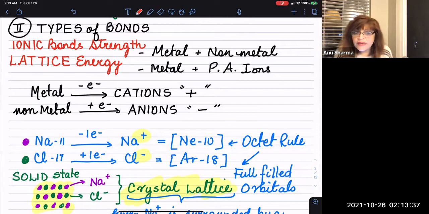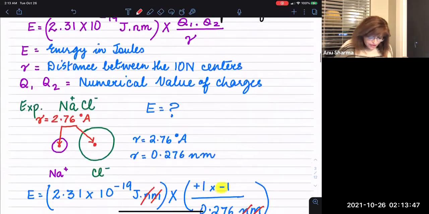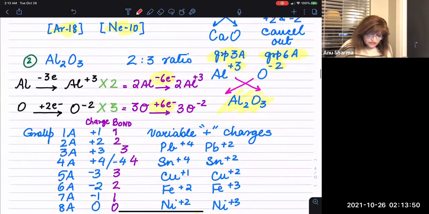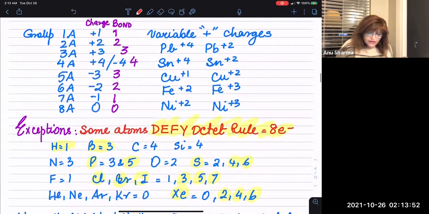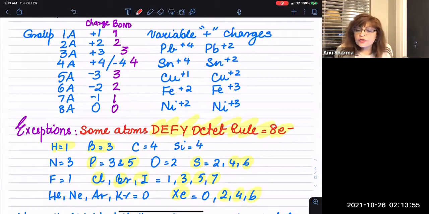So metals give away electrons, always form cations, and have a positive charge. Non-metals are going to accept the electrons and form anions with a negative charge. How many electrons are being lost and gained? This depends on the need to make the bond based on the octet rule. Octet rule means that they want to have 8 electrons in the last shell, like the nearest noble gas configuration. Some of them are going to defy the octet also.